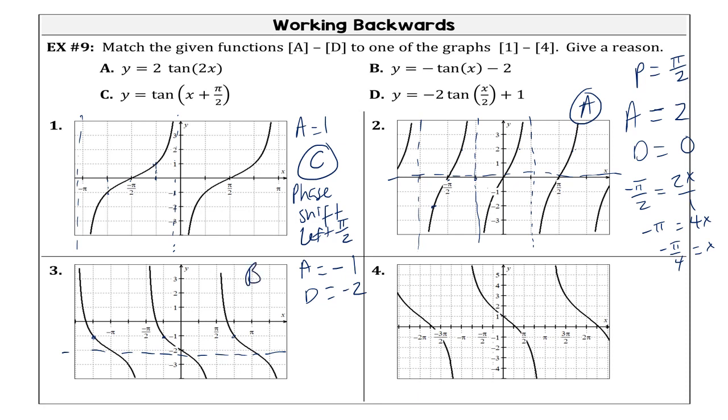So this graph has to be B, and we're going to check to make sure everything else is still true. Because your B value here is still 1, you know that your period equals 1 pi. So from -pi/2 to +pi/2 still is in effect for our asymptotes.